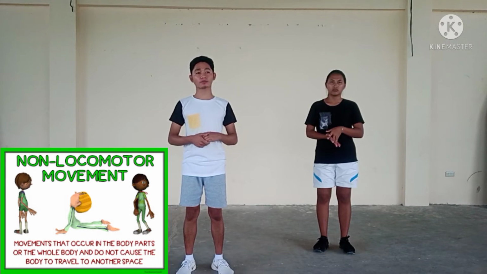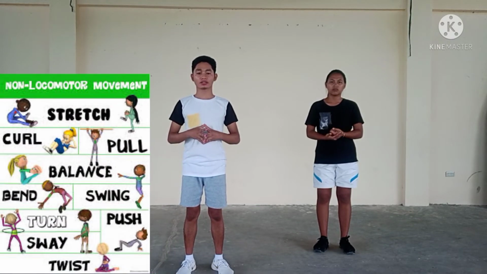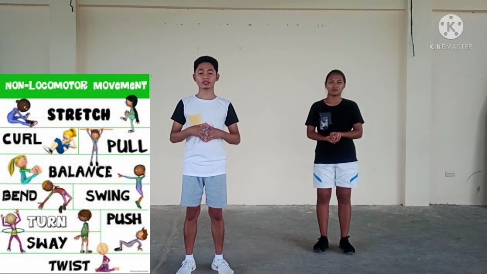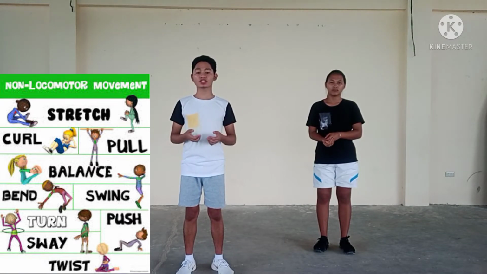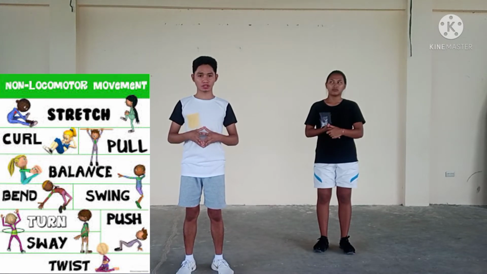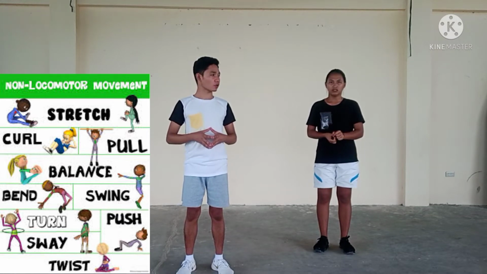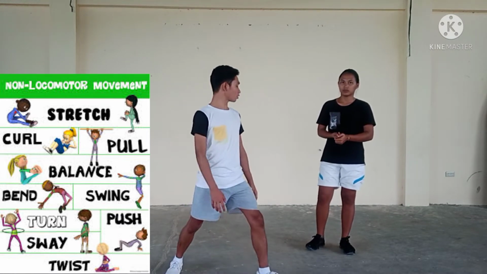So in non-locomotor movement, we have stretch, curl, twist, turn, spin, swing, push and pull, rise, sink, gesture, dodge, balance, counterbalance, and counter extension. So now let's perform first the stretch. So in stretching, goes like this, Nora.